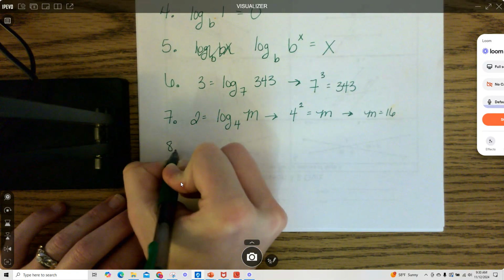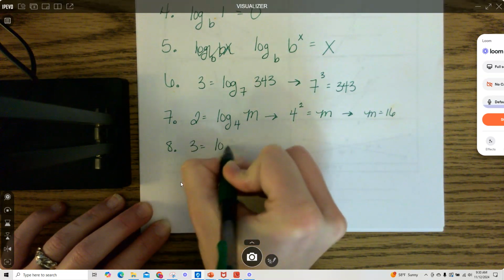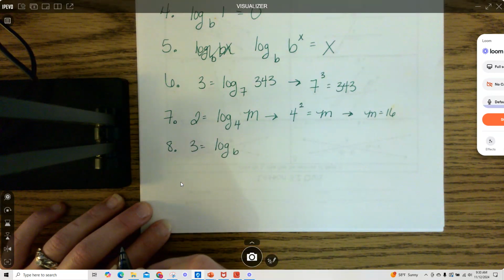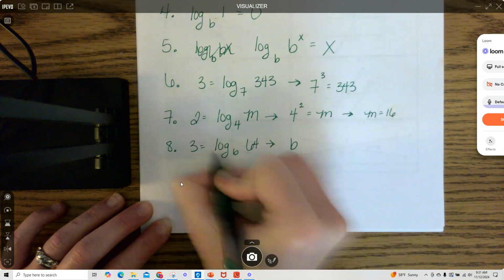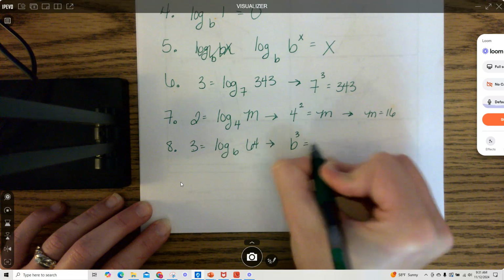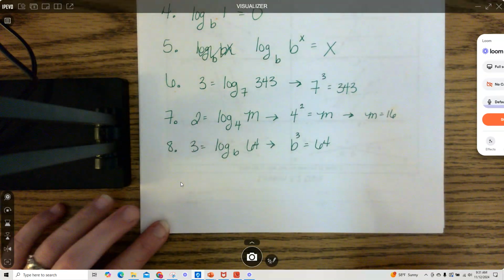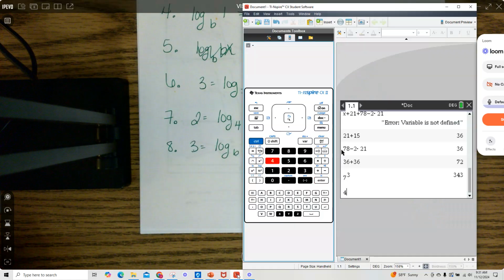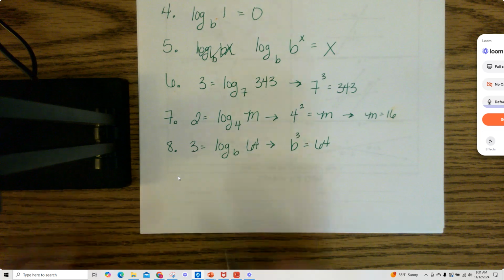All right, 8. 3 equals log base b of 64. Same thing. So b stays your base, 3 becomes your exponent, equals 64. Again, it's asking what number cubed would give you 64. I think it's 4. Yep.